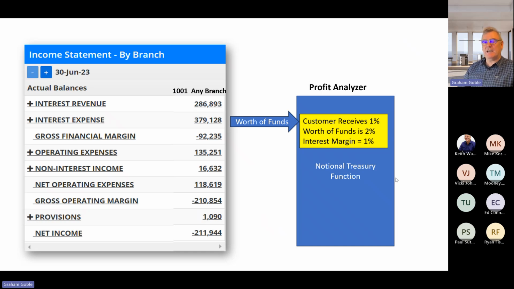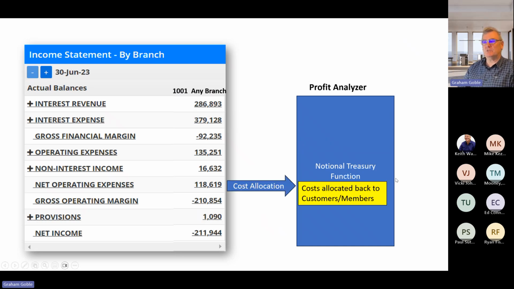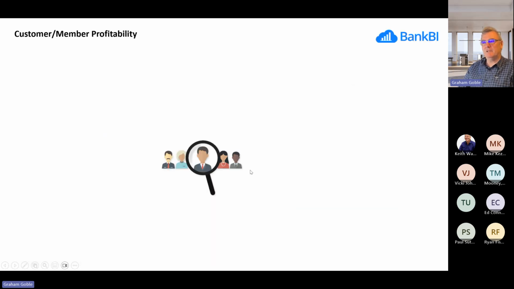That we're then reselling that internally, notionally, and giving it a worth of funds. So in this example, the member receives 1%, we're selling internally for 2%, we're therefore making a 1% margin on those savings or deposits. To get to profitability, we obviously need a couple of other components. We need to allocate costs back to members and members' accounts. We also need to accumulate and allocate the non-interest income, the fees and charges at an account and member level.